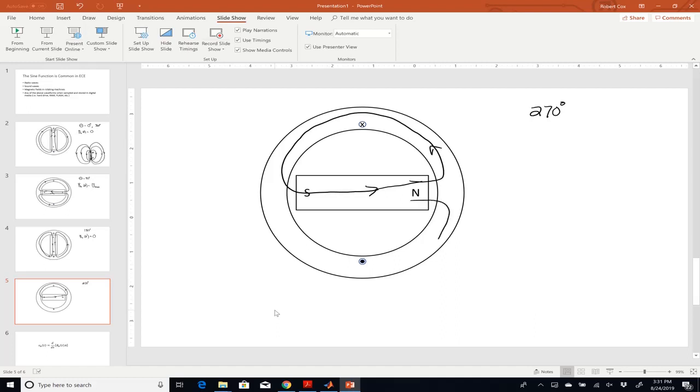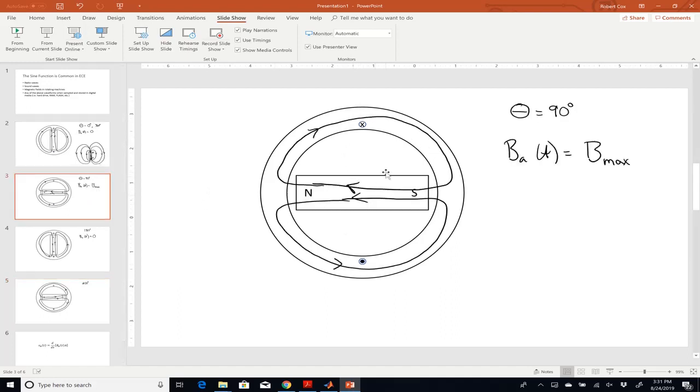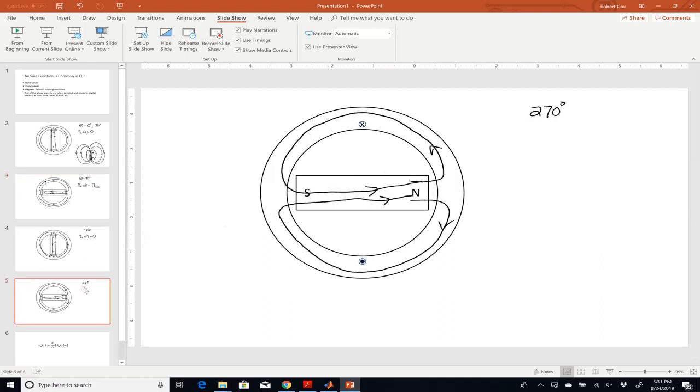I have a lot of field passing through that iron, right? I have a lot of field passing through the plane of this coil, but it's going in the opposite direction as what it was doing at 90 degrees. So in this case, it's the maximum amount that can pass through, but it's doing so in the opposite direction. So I'll say the field strength is negative. It's pushing the other way.